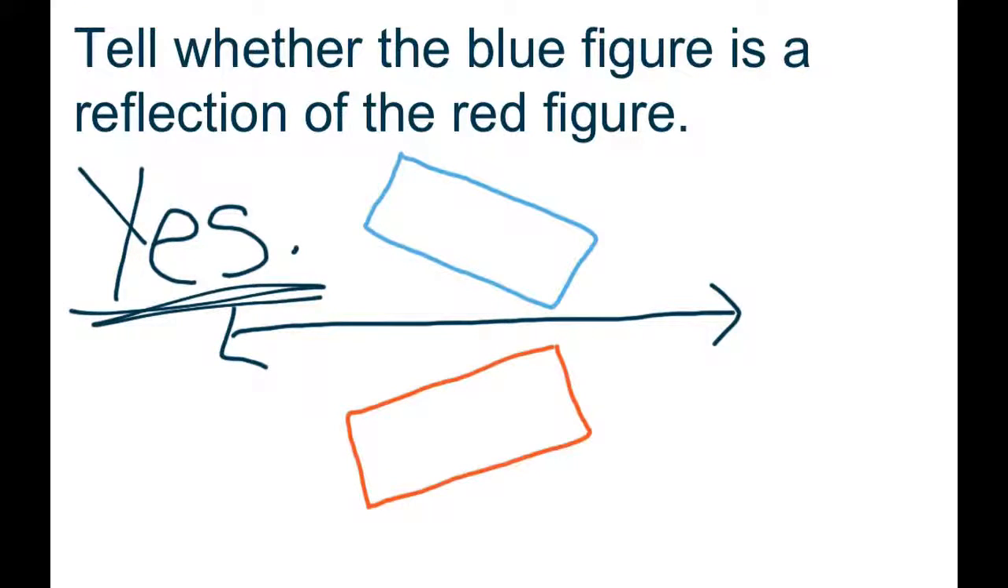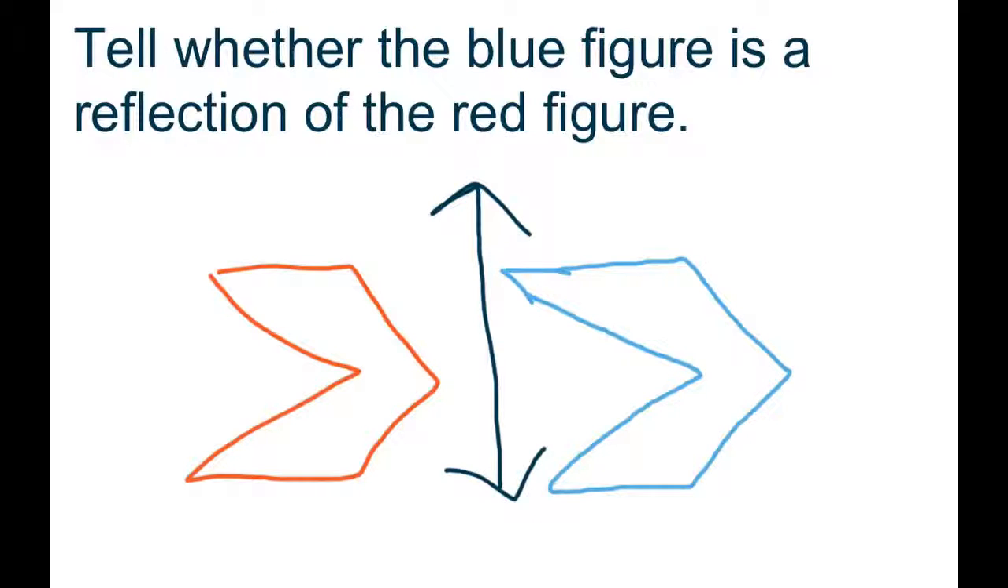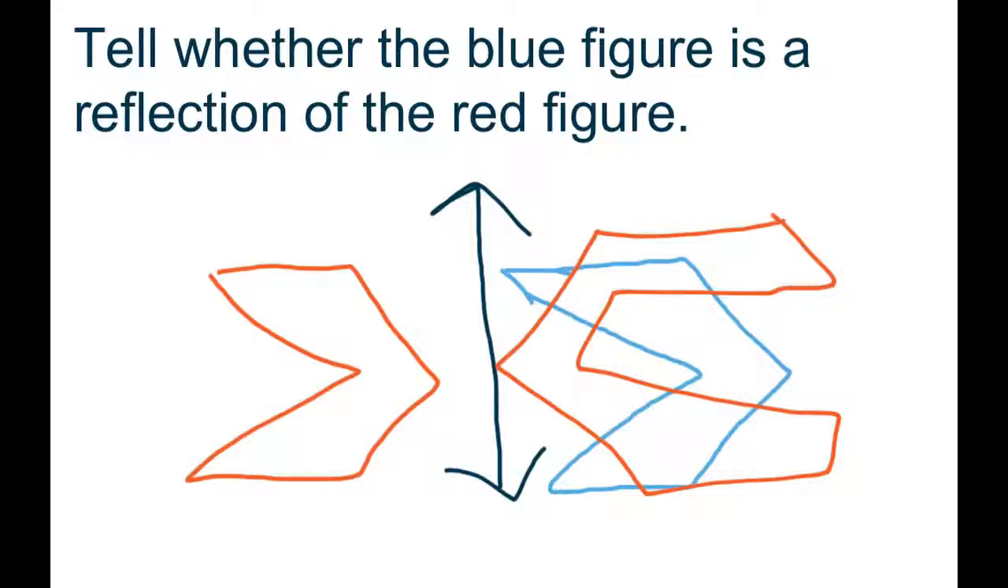Here we also want to tell if the blue figure is a reflection of the red figure. We see that there is some difficulty because this is not actually flipped. If it was flipped, then instead we would have the image pointing in the opposite direction. This would actually be a flipped figure. So since it's not pointing this way, we would say no, because this image is not flipped across the line.